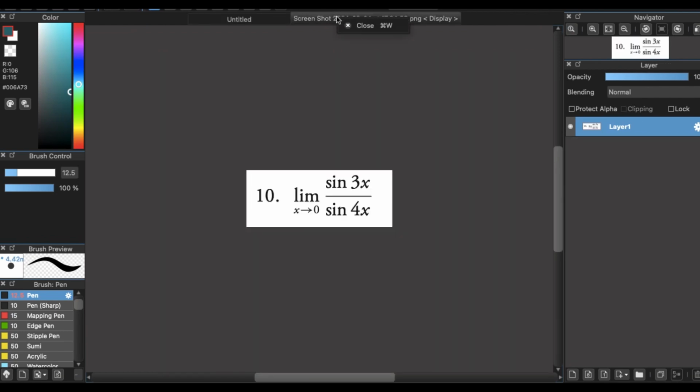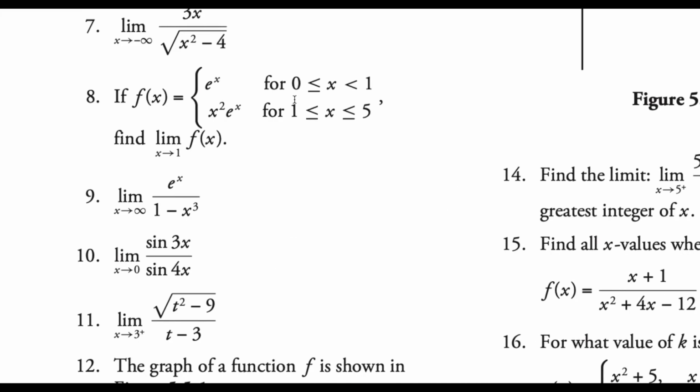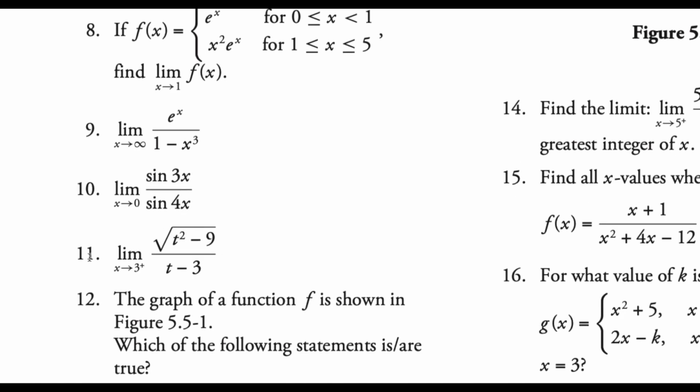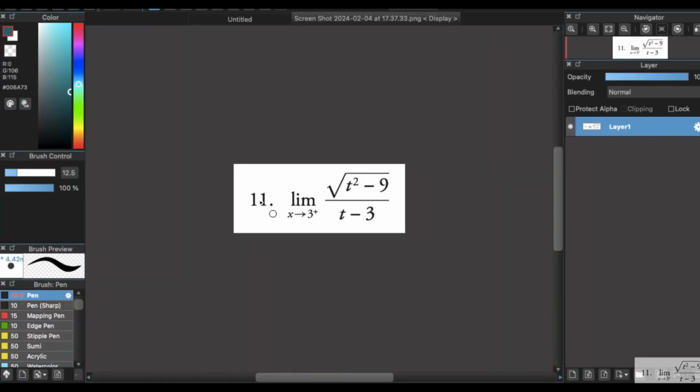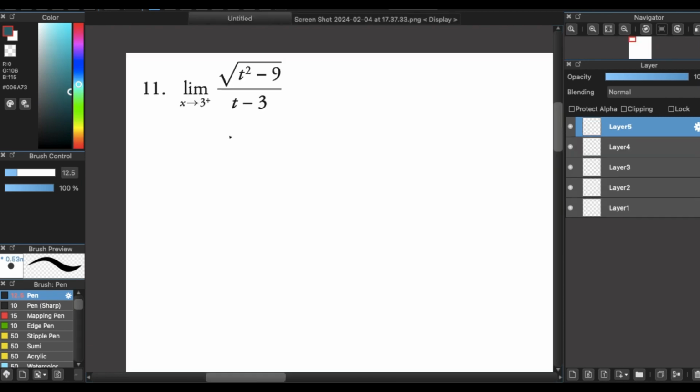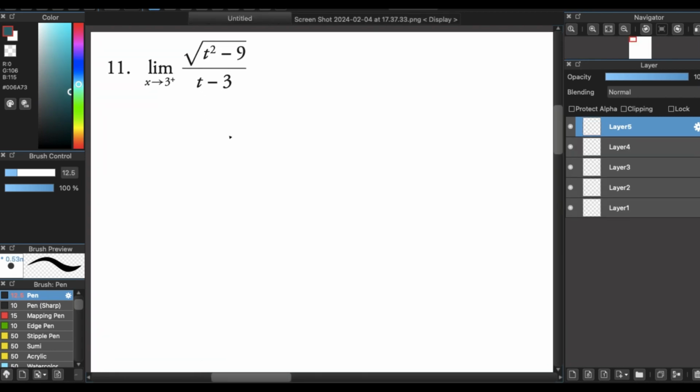Okay, just let me read it. So we're going to take a look at problem number 14. Oh, I'm sorry, 11. What's wrong with me? Sometimes things like that happen.